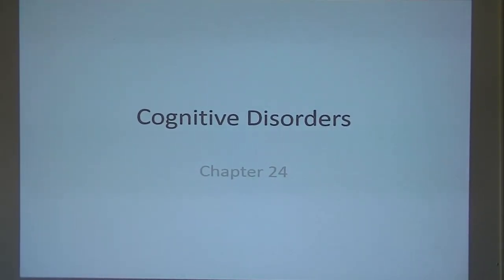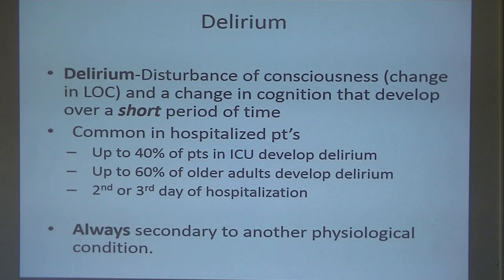All right, chapter 24 is on cognitive disorders, and within this chapter we're going to focus on the differences between delirium and dementia, and then we'll also talk about Alzheimer's disease, which is a subtype of dementia. So with delirium, it is a change of cognition that develops over a short period of time, and that short period of time is key there with delirium.